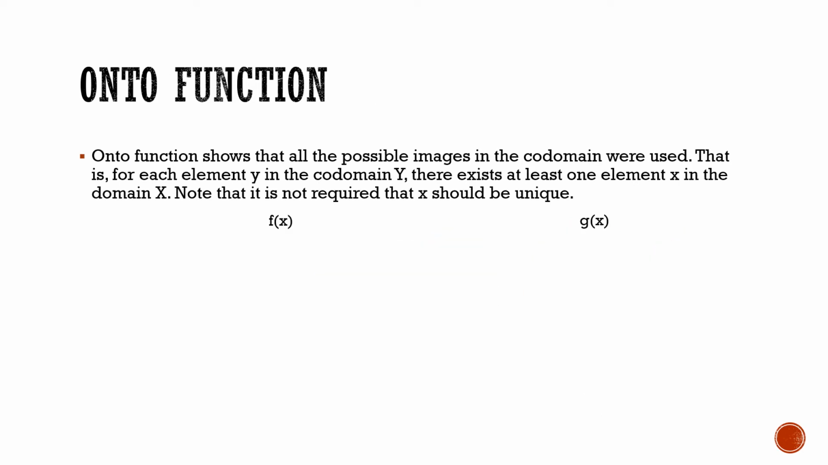Onto function. Onto function shows that all the possible images in the codomain were used. That is, for each element y in the codomain, there exists at least one element x in the domain. Note that it is not required that x should be unique.